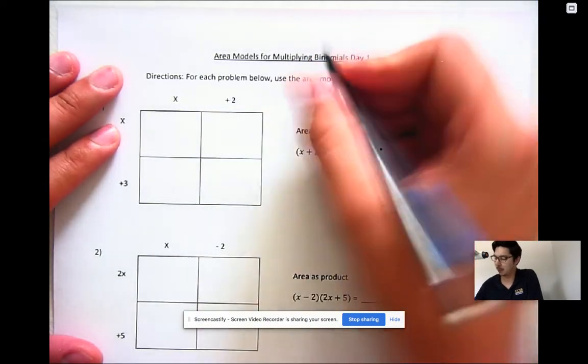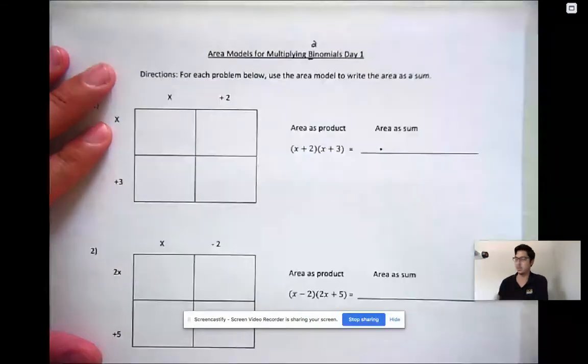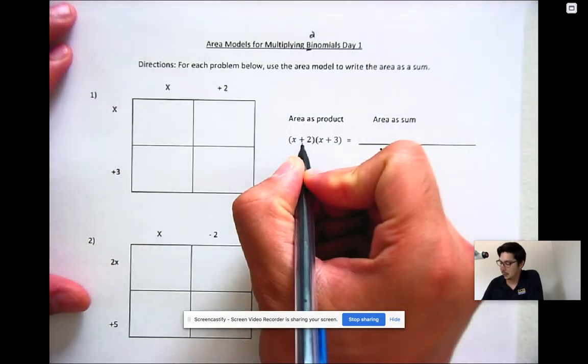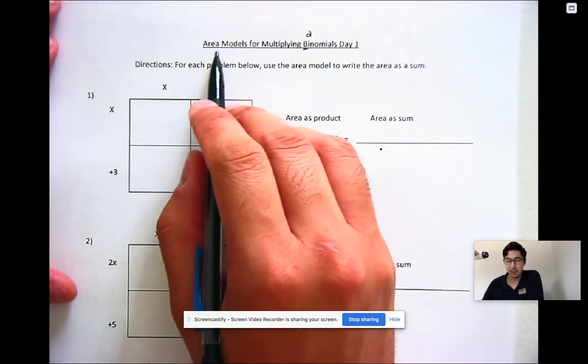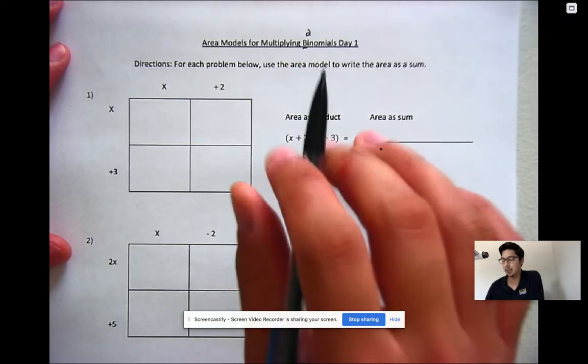So multiplying binomials, again, means multiplying 2 things, and it just gets a little bit abstract. So we're going to use something called area models, which I think most of you have seen before, but if not, I'll explain it. And we're going to spend 2 days on this.